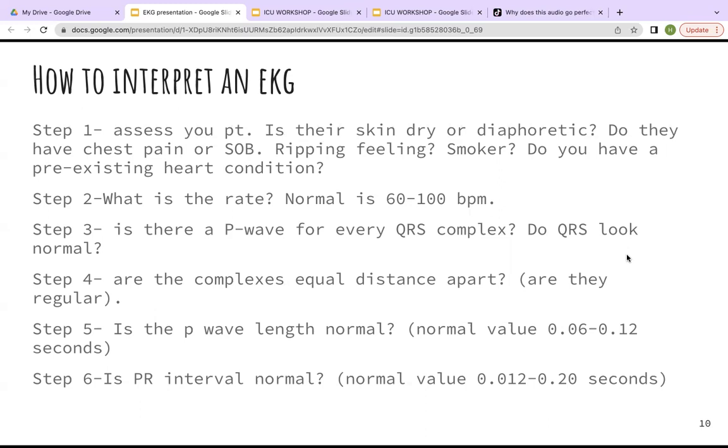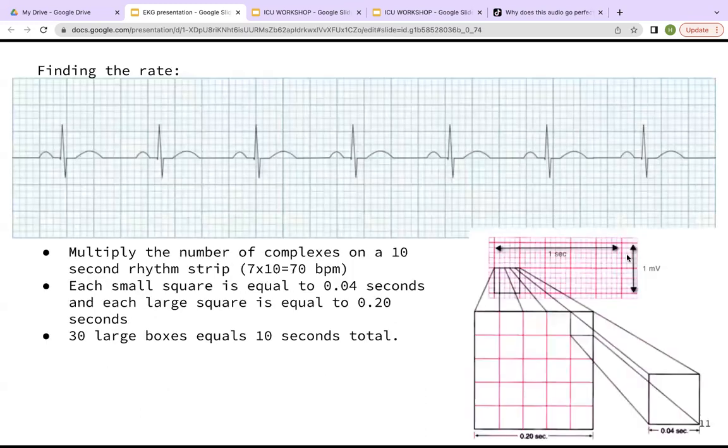Step 5 is the P wave length normal, which is 0.06 to 0.12 seconds. Step 6 is your PR interval normal, which is going to be 0.12 to 0.2 seconds. So let's test drive trying to figure out the rate of some rhythms.